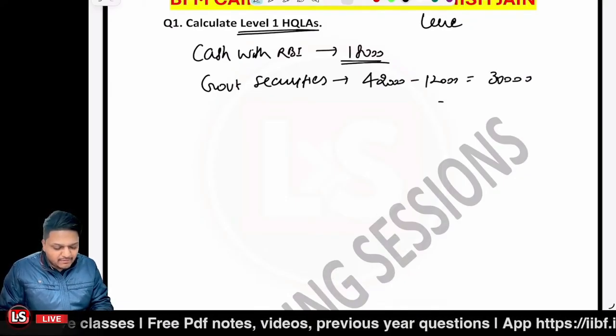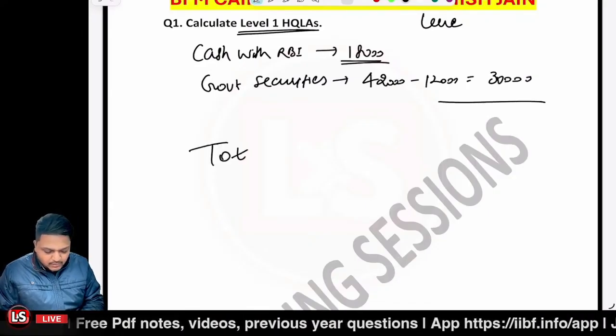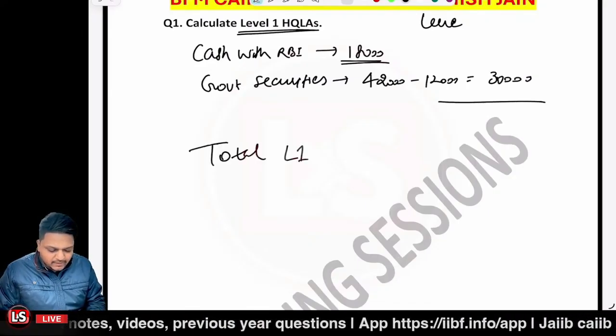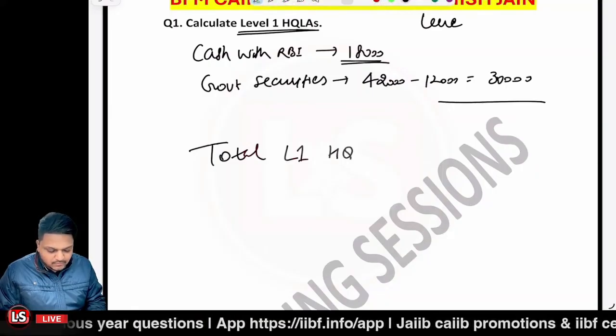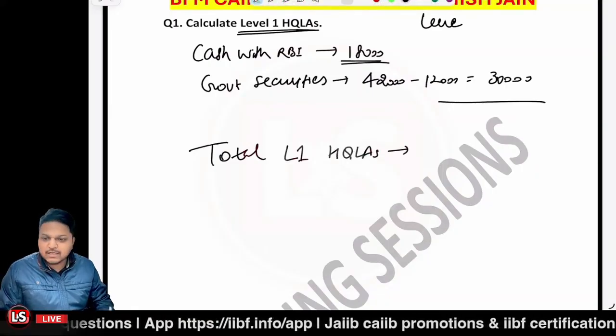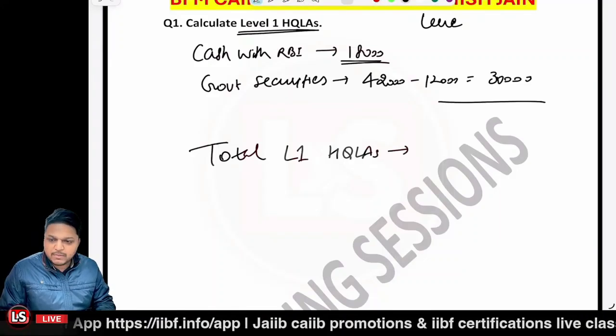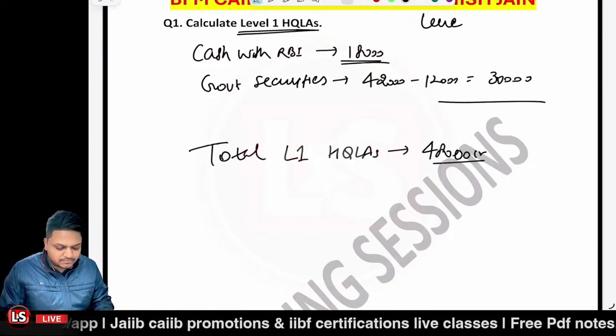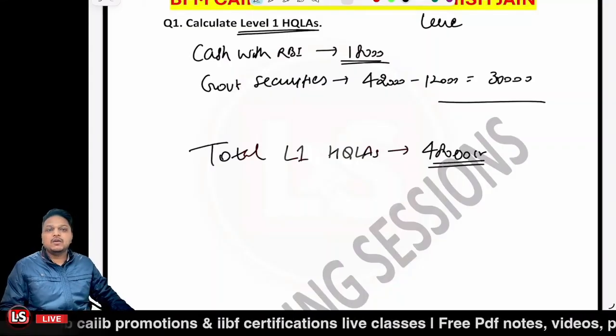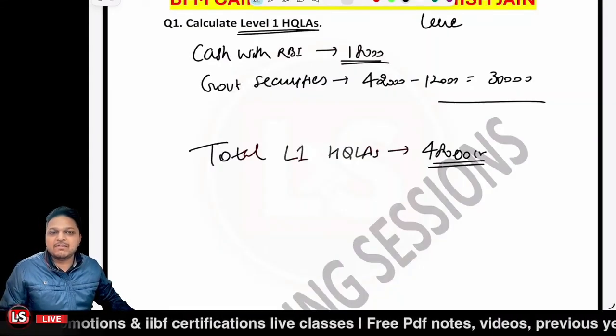So the total level 1 HQLAs are going to be 18,000 plus 30,000, that is 48,000 crores. It will amount to 48,000 crore level 1 HQLA.